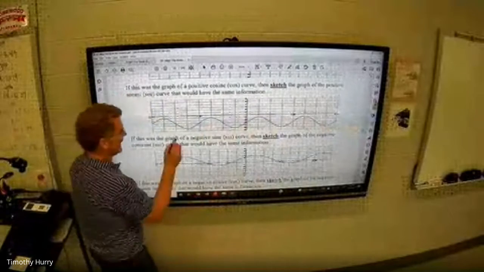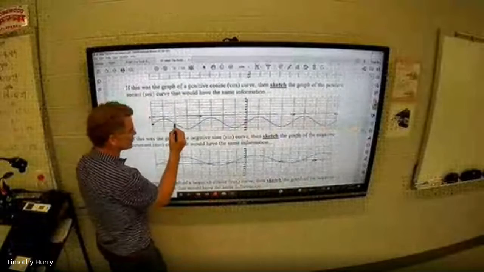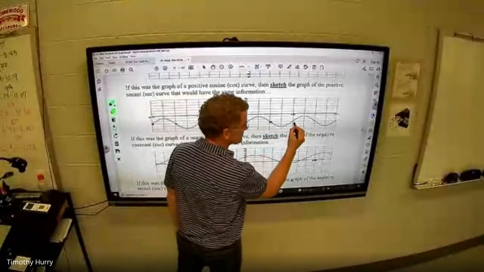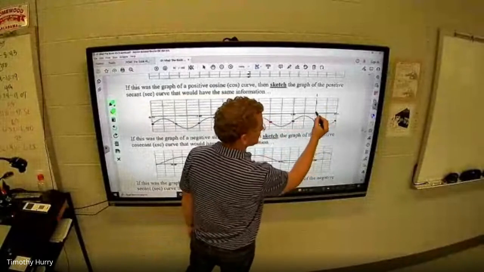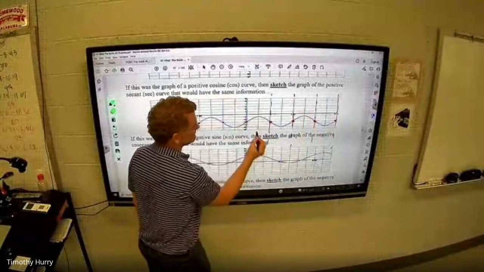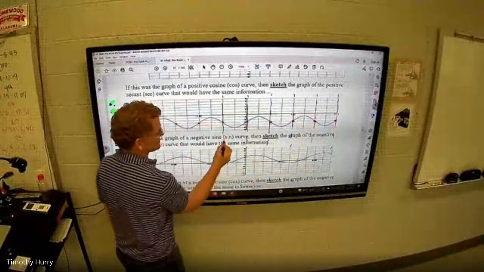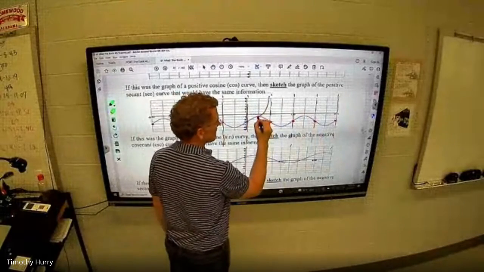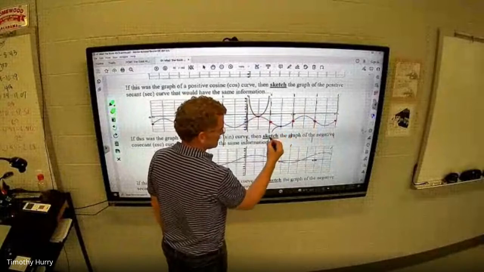So what do you do to actually get a secant out of this cosine? Once again, anytime it crosses, this would have been where that middle line was. Any place it crosses here, any of those, vertical asymptotes. I'm not going to do this whole thing. And then any place that has a high spot, make it go up. Any place that has a low spot, have it go down.